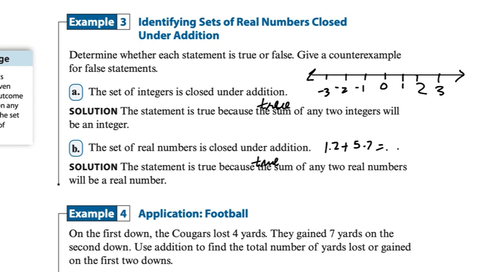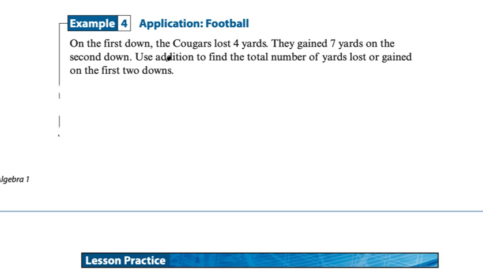Let's look at example 4. So here we're using a real life situation in order to demonstrate how negative and positive numbers work. On the first down, the Cougars lost 4 yards. They gained 7 yards on the second down. Use addition to find the total number of yards lost or gained on the first two downs.